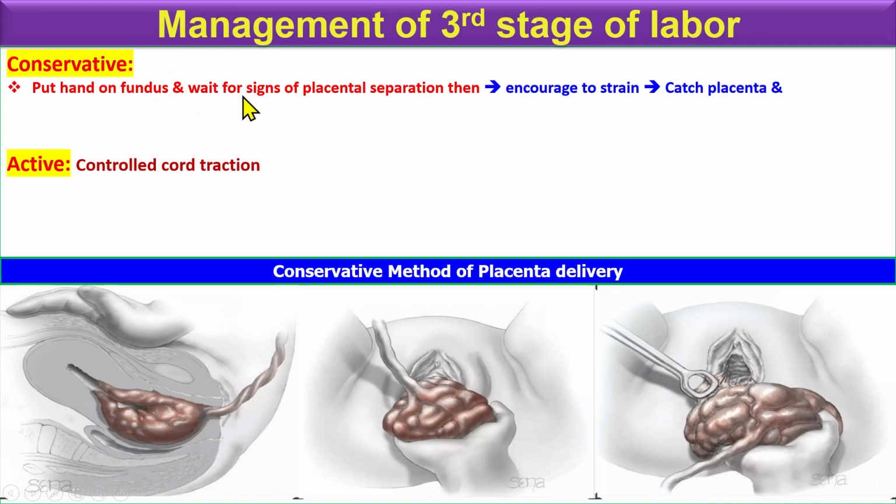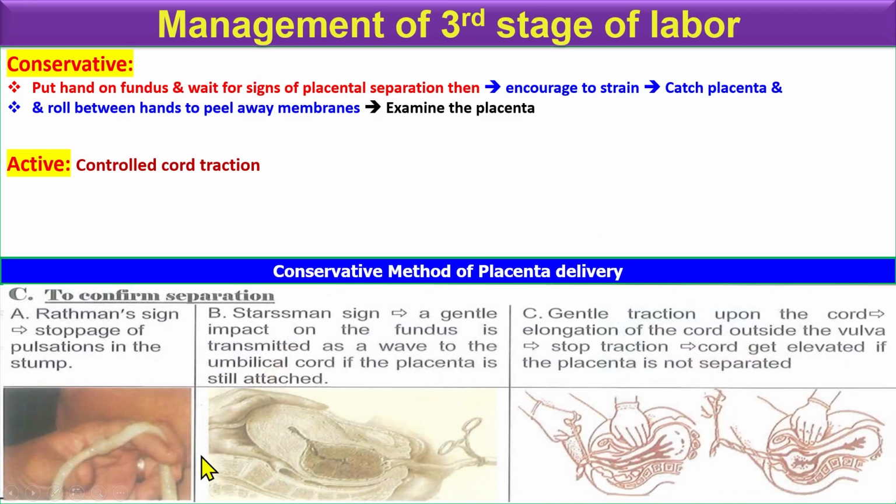Put a hand on the fundus and wait for the signs of placental separation. Then encourage the mother to strain, catch the placenta, and roll it between the hands to peel away the membranes and examine the placenta. Okay. Here are some other signs of separation of the placenta.